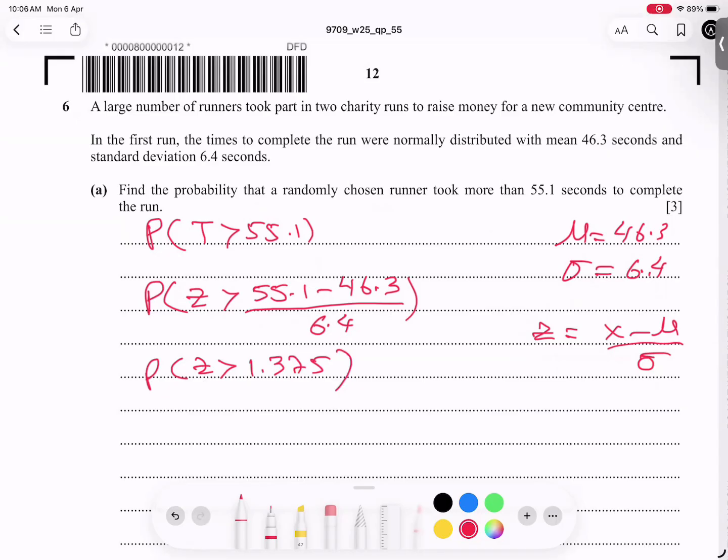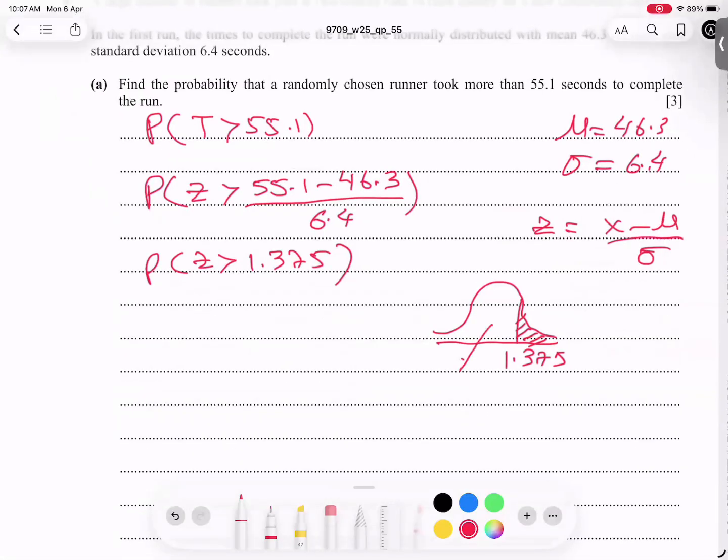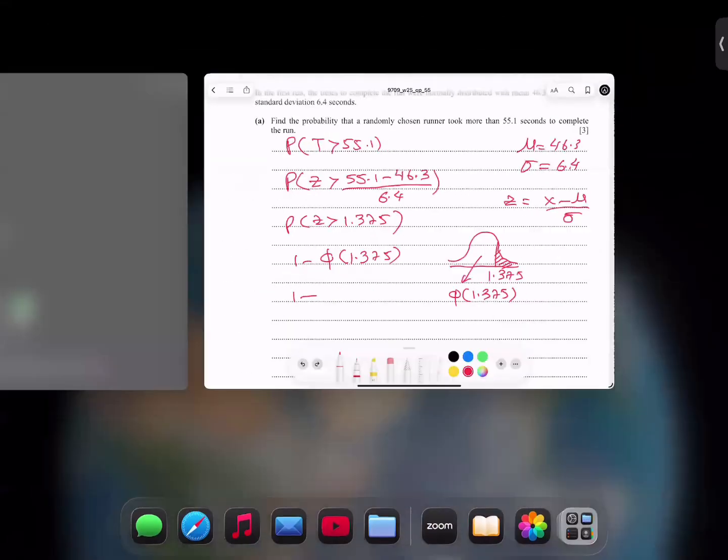Now if I show the bell shape, this number is positive, and positive is the right side. The question says more than, so it is the right side area. But students, our table gives the area from the left side. So this will give us phi of 1.375, the white portion. But I'm looking for the reddish area, so 1 minus phi of 1.375. Now we have to check the table for 1.375.